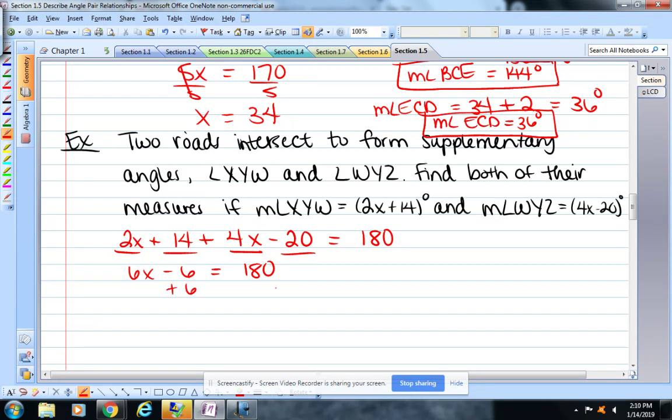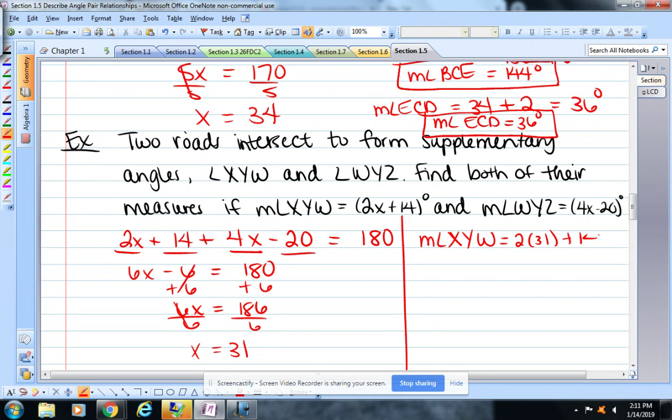Yep. So 6x equals 186. And then we can do what? Divide by 6. And x equals what? 31. Does that answer my question, though? No, we want to know those two angle measures. So now how can we get the angle measures? 31 for your x's, right? So the measure of angle XYW is going to be 2 times 31 plus 14 degrees.